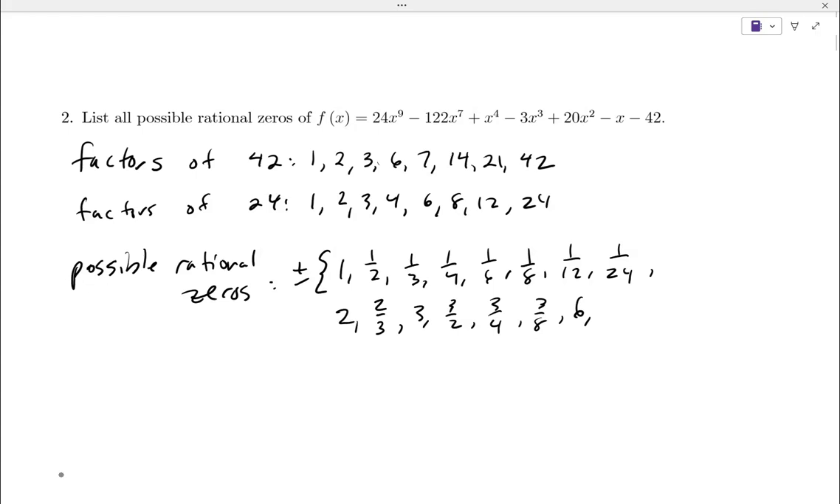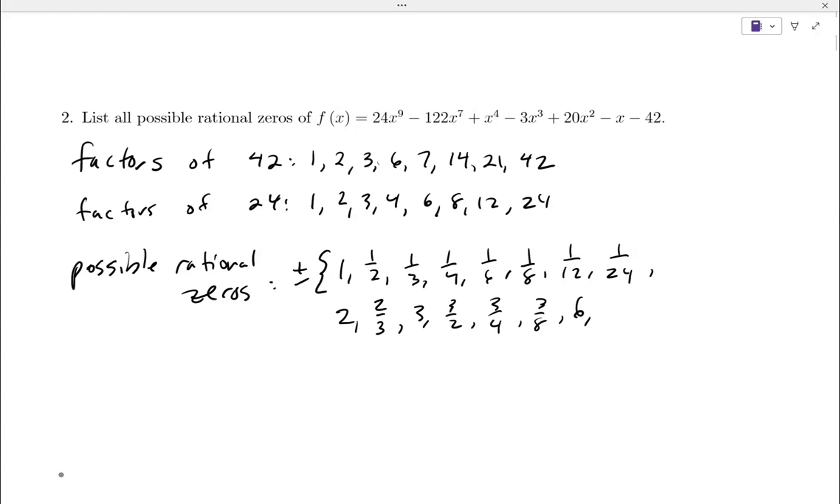6 over 8 is 3 over 4, which is listed. 6 over 12, 1/2, and 6 over 24, quarter. Those are all listed, right? By the way, if you go through these and you list them twice, it's okay. It doesn't hurt. You just don't have to list them twice.